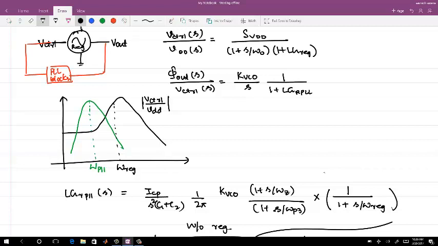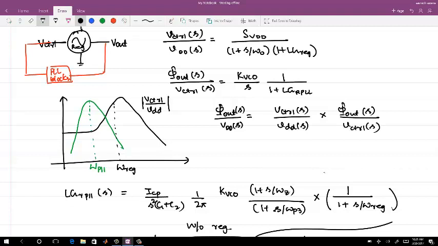So phi out by VDD, because in the end we need to look for the jitter which is coming because of the noise in the supply, is where all these transfer functions will multiply. Let me just write them as V control over VDD times phi out over V control. I'm just writing it so that you see that we are multiplying two transfer functions which you are seeing on the left side. So the resultant, you can see what the resultant transfer function will be.